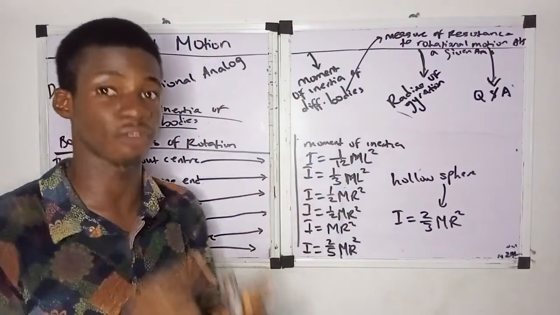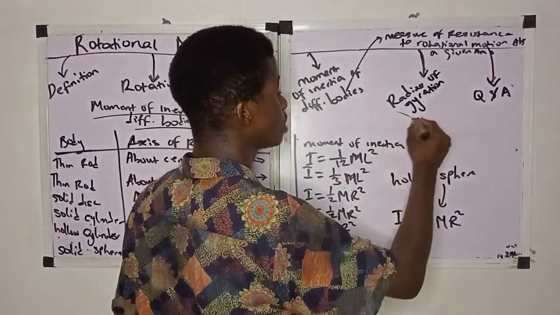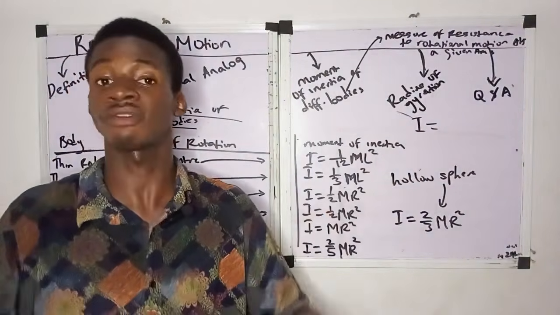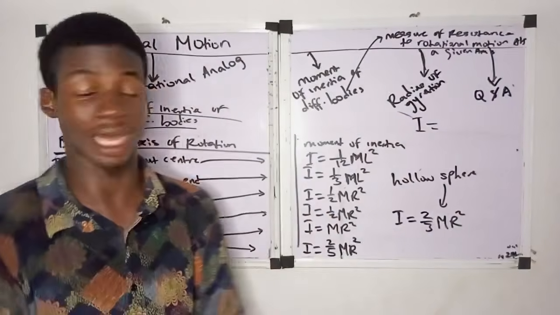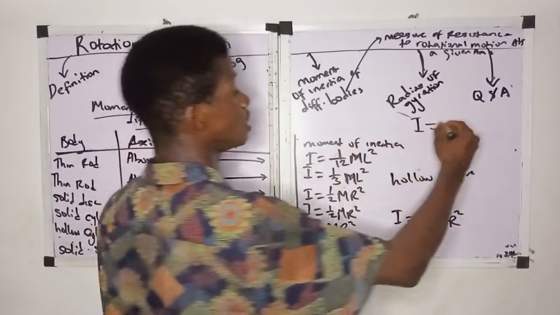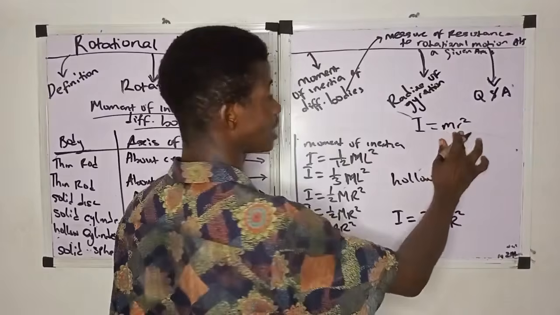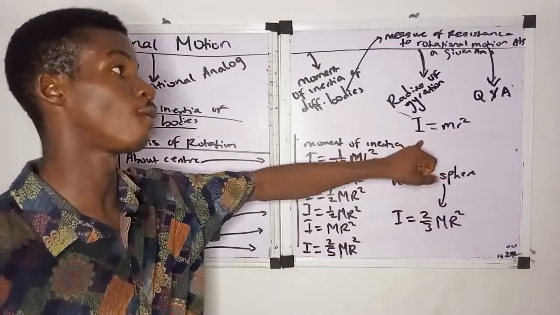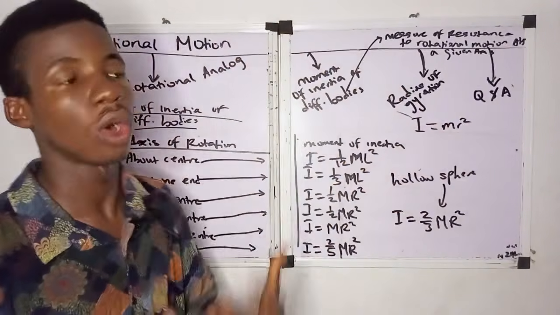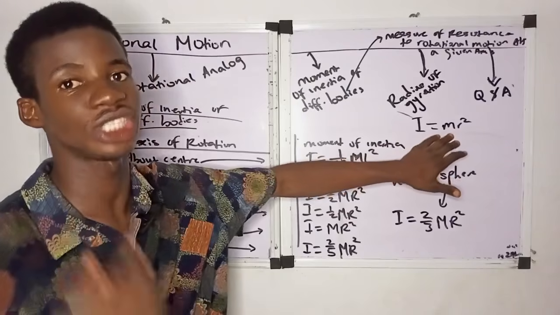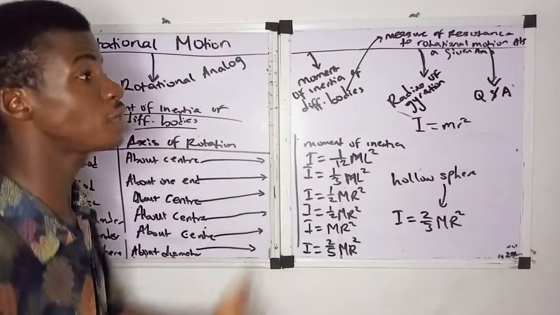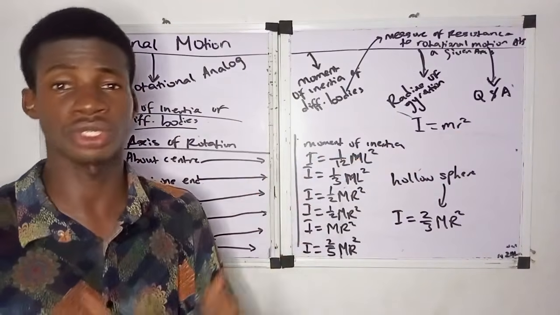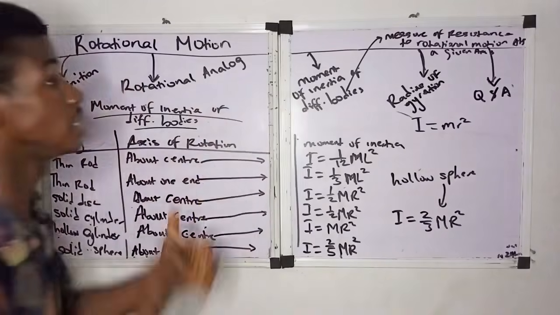Generally, the general formula for moment of inertia, remember, moment of inertia is represented by this symbol. The moment of inertia of a single particle generally is mr square: the mass of that body times the square of the radius. So this is the general formula for the moment of inertia of a single particle. Don't forget that moment of inertia is the measure of resistance to rotational motion about a given axis.